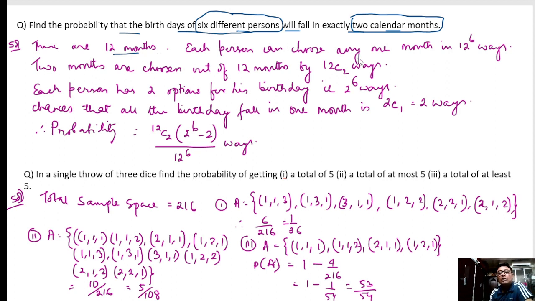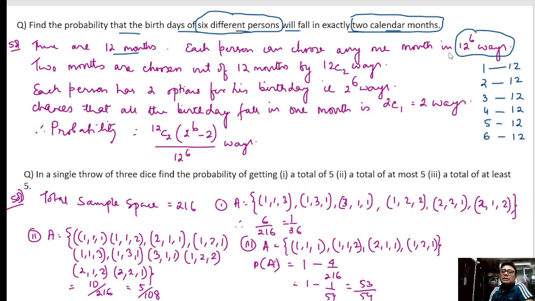The second person can also have any one of these 12 months as his birthday. The third person can also have any one of these. So the first person can have 12 options for his birthday, the second person 12 options, the third person 12 options, the fourth person 12 options, the fifth person 12 options, and the sixth person can also have 12 options for his birthday. That means in this way they can choose their birth months in 12 to the power 6 ways.